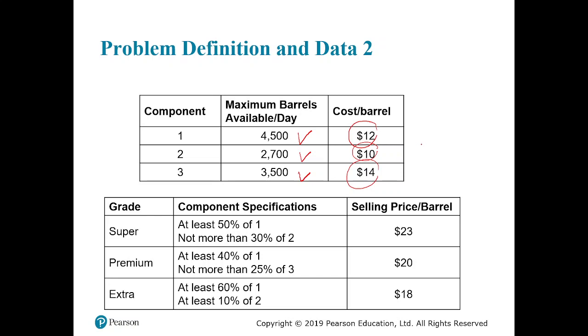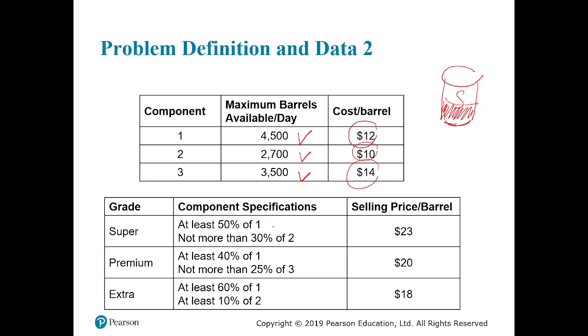So to ensure the appropriate blend, each grade has certain general specifications. This is where it is different between super, premium, and extra, even though they are made of the same three components. So for super, you need to have at least 50% from component 1. Which means that, let's say this is 1 barrel of super, at least half of it must be from component 1, and not more than 30% must be from component 2. So component 2 maximum is 30%, but the minimum for component 1 is 50%.